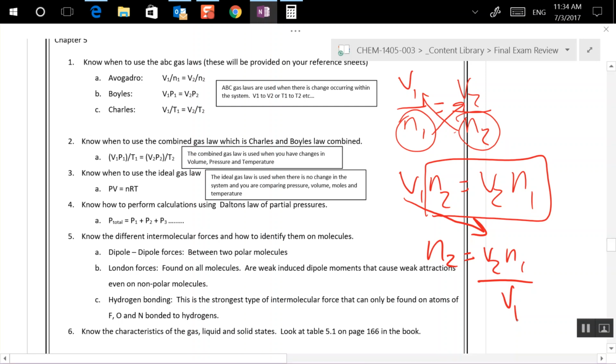Once I enter into the ideal gas law, PV equals nRT, the ideal gas law is used when there is no change in the system. You are just simply trying to identify the unknown parameter. What is the volume of this gas? What is the temperature of this gas? When you're just trying to identify one of those unknown parameters within a constant system, not a changing system, that's when I use the ideal gas law. So I would use PV equals nRT for that situation.